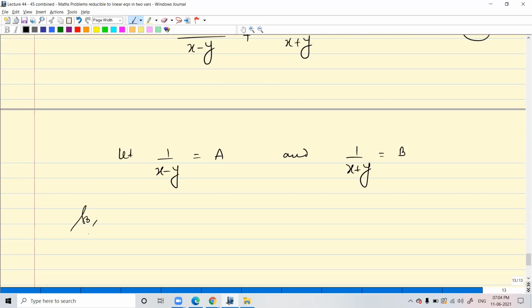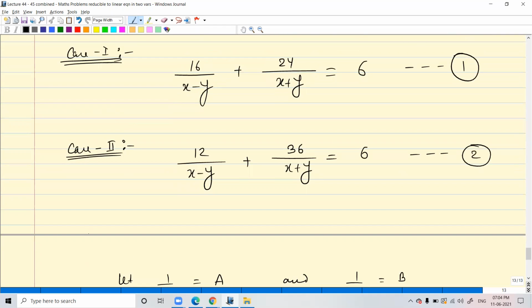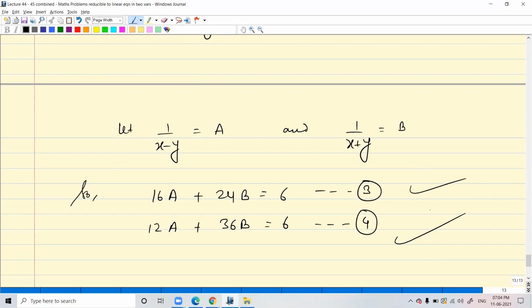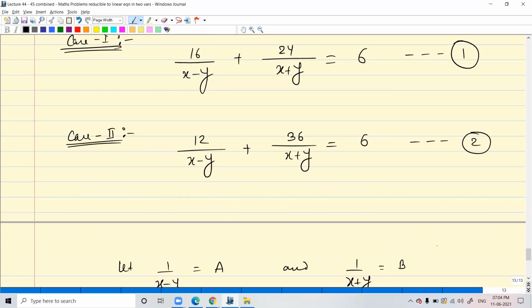So we can rewrite these two equations. I will write it as 16a plus 24b is equal to 6, and 12a plus 36b is equal to 6. We can call them equations 3 and 4. Confirm? Everyone is okay up to this step? Yes, sir. 16a plus 24b is equal to 6. 12a plus 36b is equal to 6.